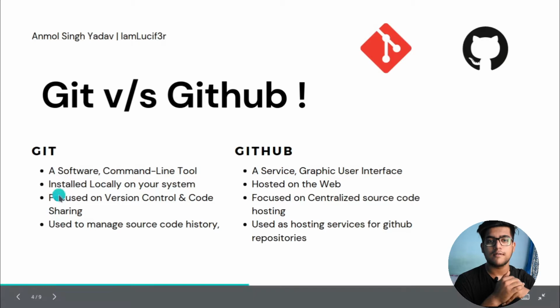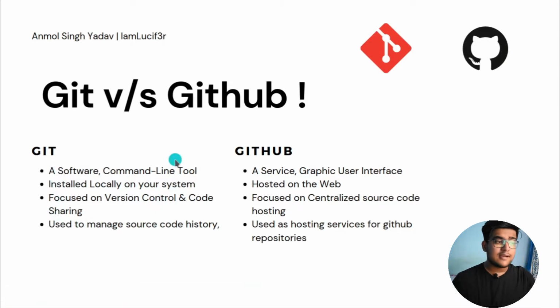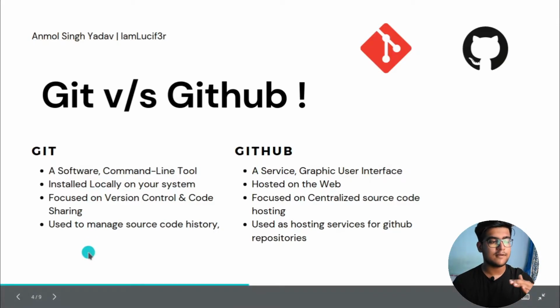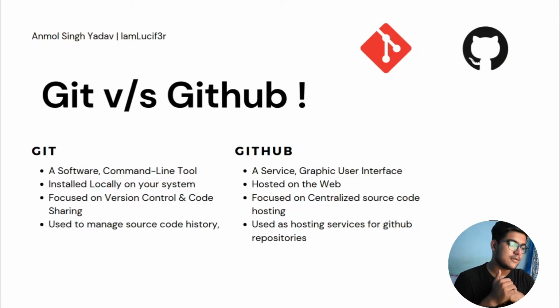Alright, so now we will look into Git versus GitHub. As you can see, Git is software that is available to you as a command line tool, and it is installed locally on your system. You install it on your system and then you operate it accordingly. Git is more focused on version control and code sharing. Version control means it tracks your code and sees the changes. You can push the code from your system to GitHub or anywhere where you are storing it. Also, Git is used to manage the source code history. You can view the history of your code, what changes have been happening on your code and all.